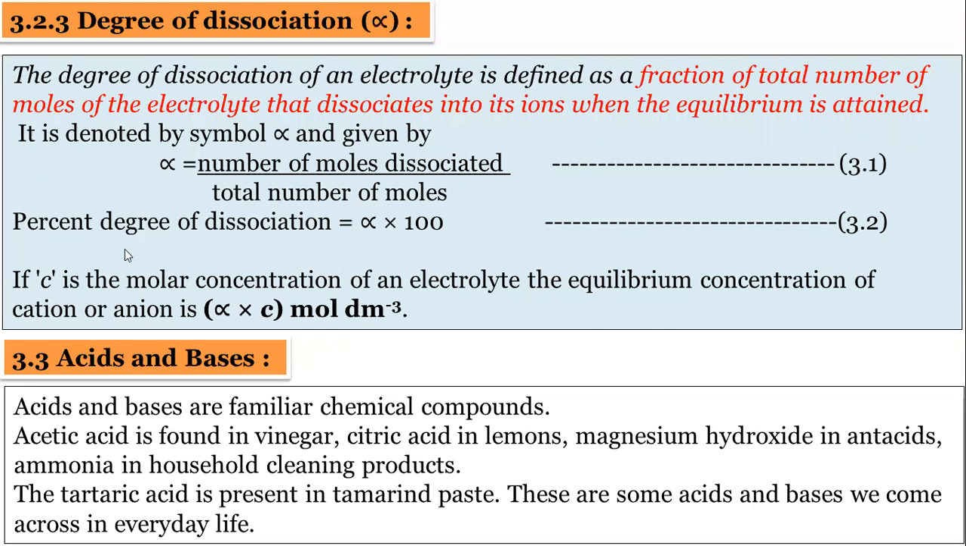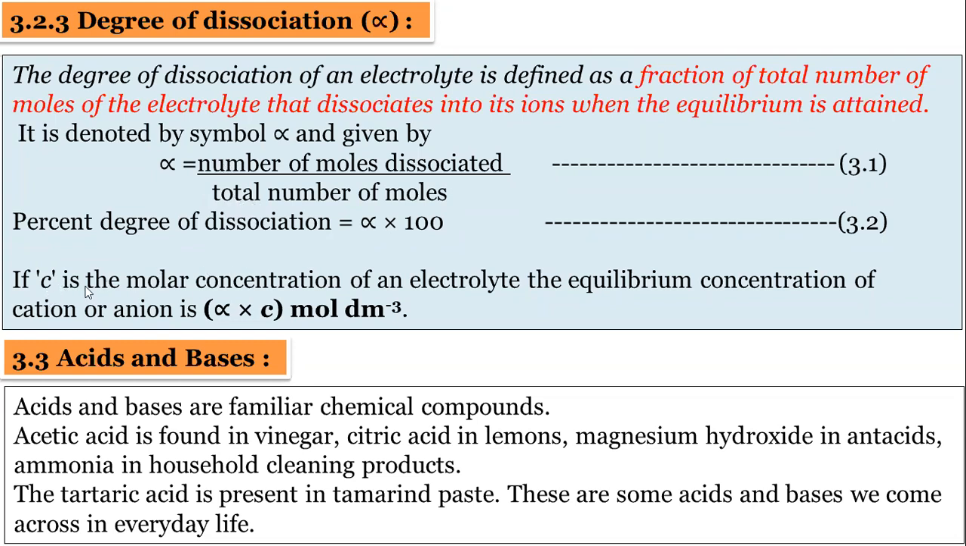And the percentage degree of dissociation is alpha into 100. Alpha into 100 is called the percent degree of dissociation. And degree of dissociation means the number of moles dissociated from the total number of moles. By using this formula, we have to solve the numericals also.